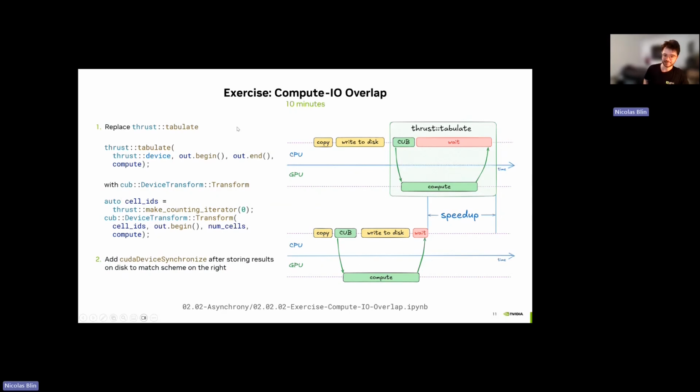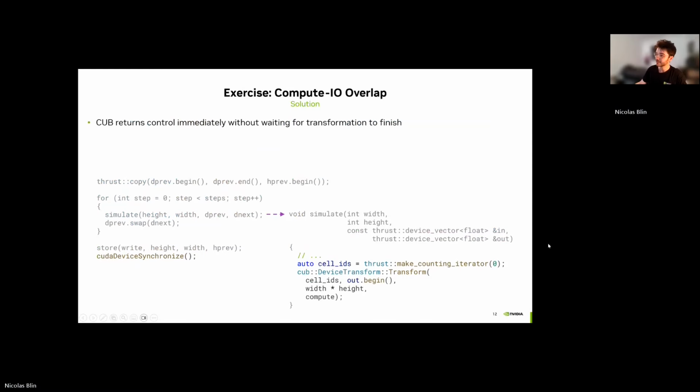So for this exercise, you will need to replace thrust tabulate to instead use CUB device transform in order to go from a synchronous code that needs to wait for the data into an asynchronous code where the CPU can write to disk while the GPU is doing some work. So you will also need to not forget to call CUDA device synchronize to make the CPU wait for the GPU to be done at the correct place, to make sure when you're doing the copy that the data has indeed been processed. And so to do this exercise, you will have 10 minutes. You can find this exercise in section 2, and it's exercise 2.2, exercise compute IO overlap.